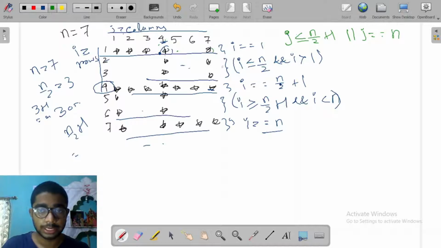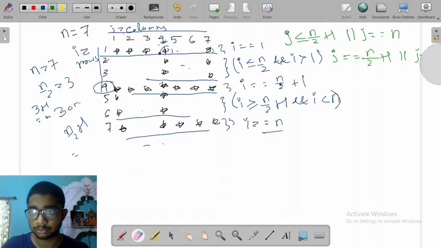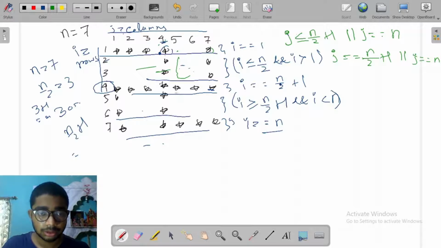Next, come to the next line. In the next line, what are we saying? When j is equal to n by 2 plus 1, or j is also equal to n, then we are going to print this part. Now come to the third part. In the third part, we have not checked for j, because here you can see in every line there is one star, so we need not have any type of condition.